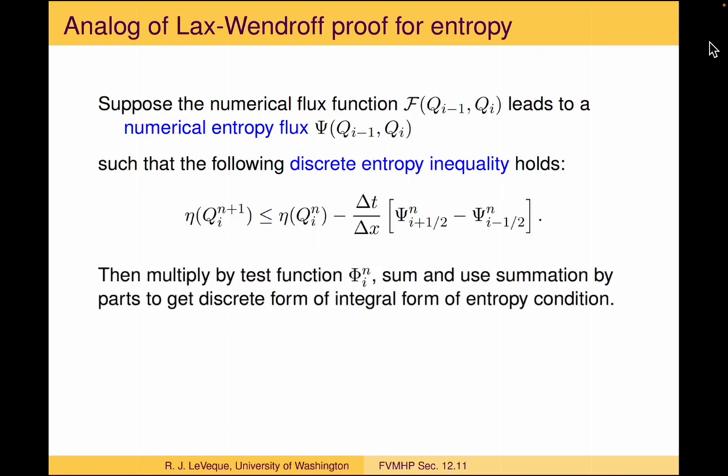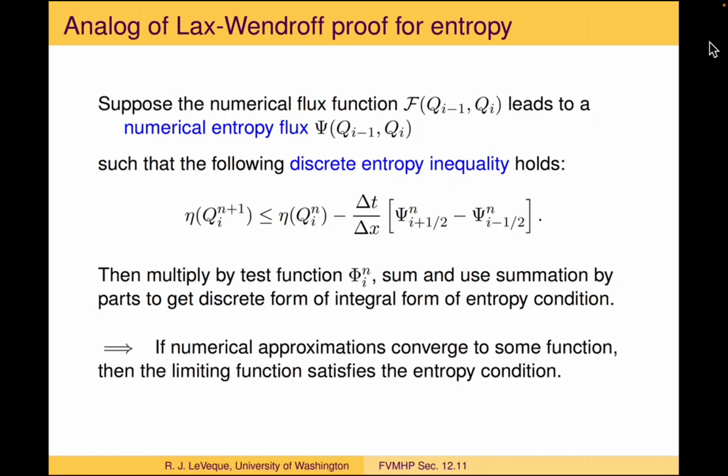So again, you would multiply by a test function phi, sum it up, use summation by parts to move the jumps in eta of q and psi of q onto jumps in phi, and then look at the limit as you converge. And what you can show then is, assuming this is satisfied, that if your numerical approximations are converging to some function, then that limiting function also has to satisfy the weak form of the entropy condition.